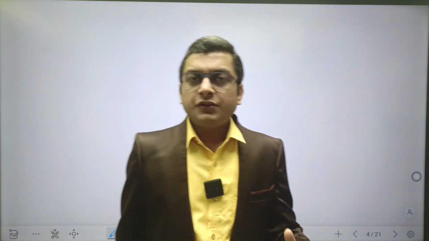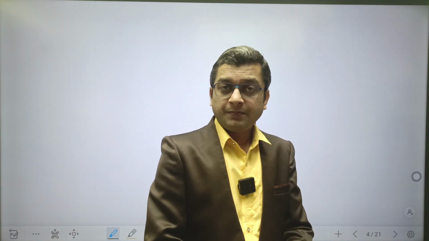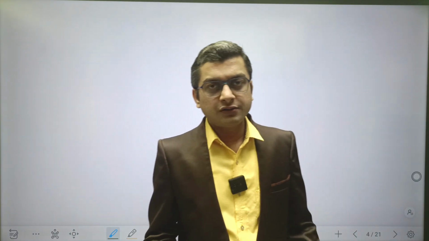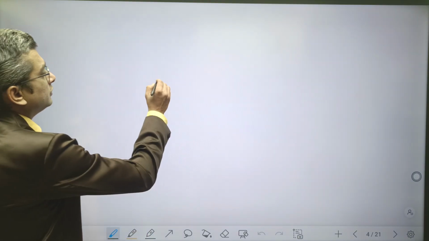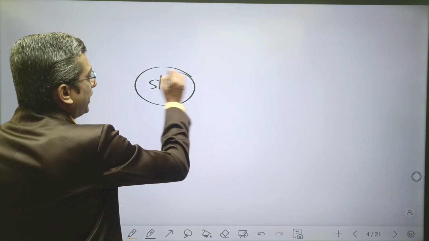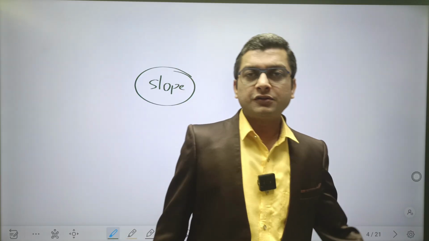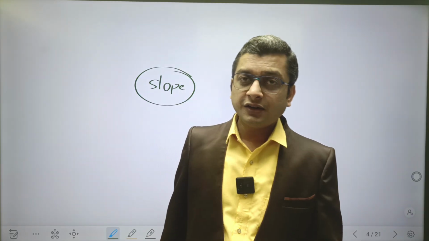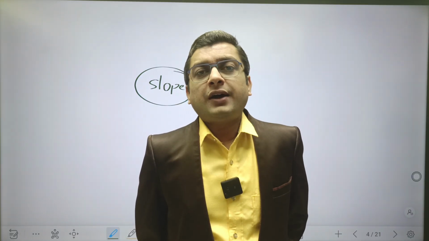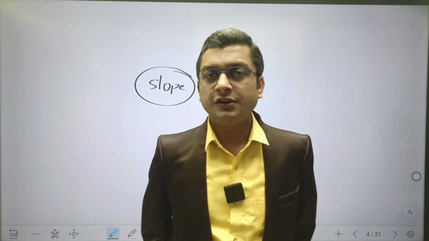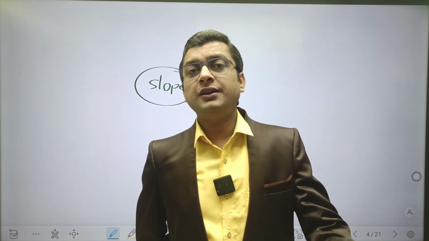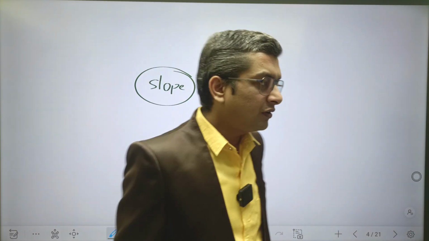So the conclusion of the previous slide was that slope is given by tan theta. Now there are two ways in which we define the slope. The first one is average slope and the second is instantaneous slope. Not only slope, in physics there are many quantities like velocity, acceleration, force, which we define in two ways. The first is average velocity, average acceleration, and the second is instantaneous velocity, instantaneous acceleration. The word instantaneous carries a very significant meaning here.